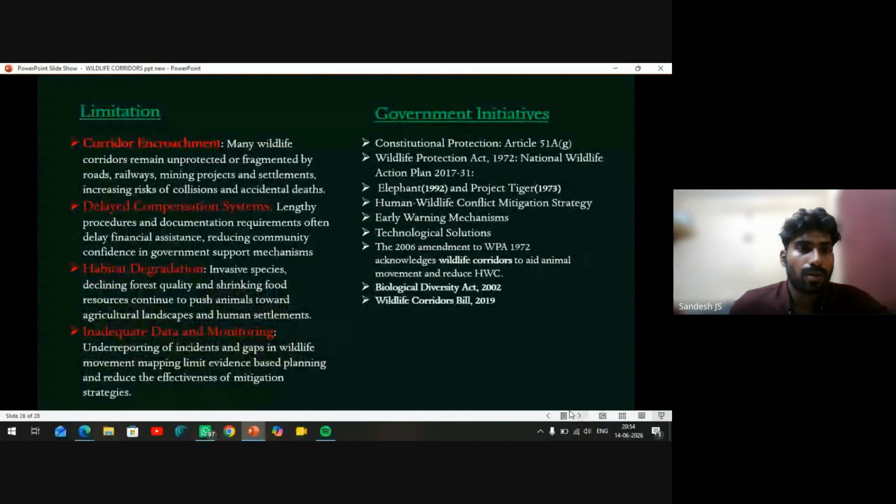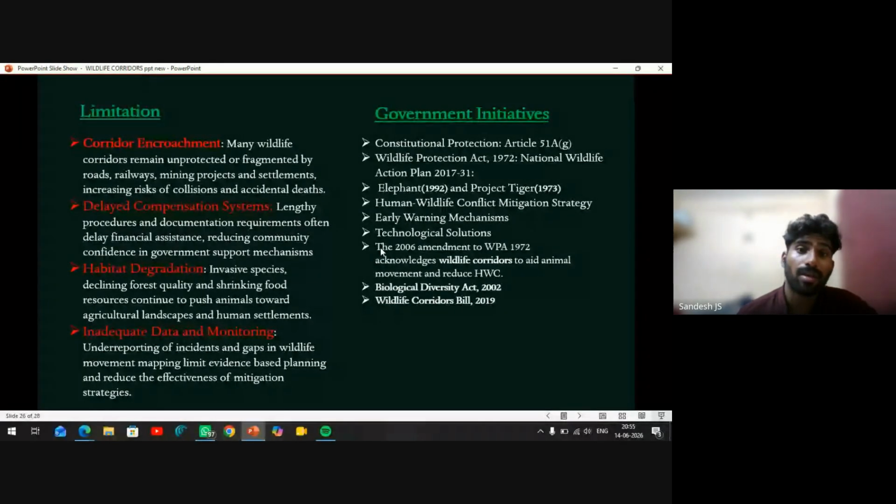So, the limitations. What are the limitations of this? Corridor encroachment. Many wildlife corridors remain unprotected or fragmented by roads, railways, mining projects, settlements, etc., increasing the risk of collision and accidental deaths. Delayed compensation. Lengthy procedures and documentation requirements often delay financial assistance, reducing community confidence in government support and mechanisms. So this is an important point.